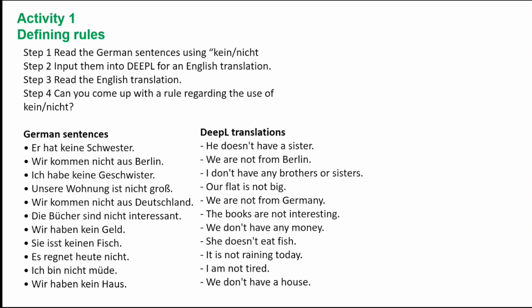And the fourth step would be you think about why the machine sometimes translates them as doesn't have or don't have, and sometimes as not, are not. And it's not very difficult. You would probably be able, as a student at level 1, to come up with the rule and understand the rule.